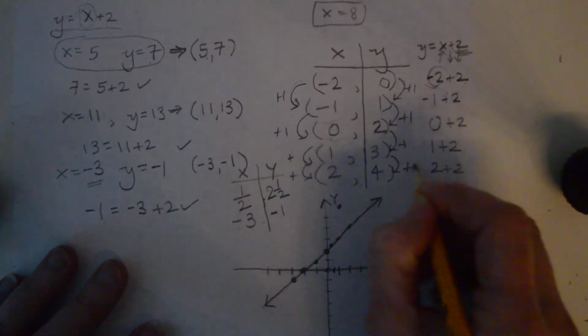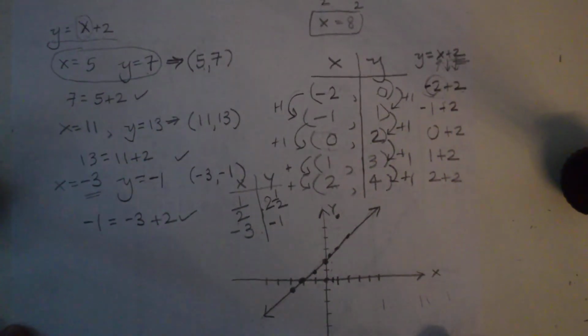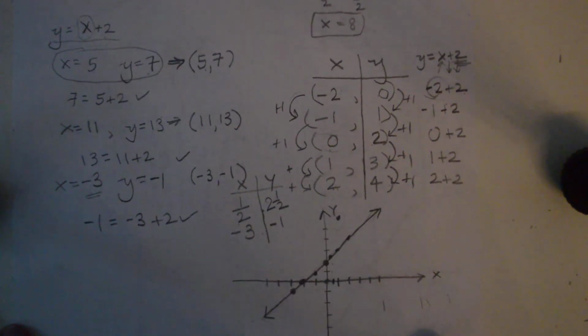The reason I'm telling you this is because eventually we would like to get to the point where we don't have to plot points to graph, where we can just say, hey, I know what the pattern's going to be, and you'll just be able to look at the equation and know what the graph looks like. So this is one part of it, all right?